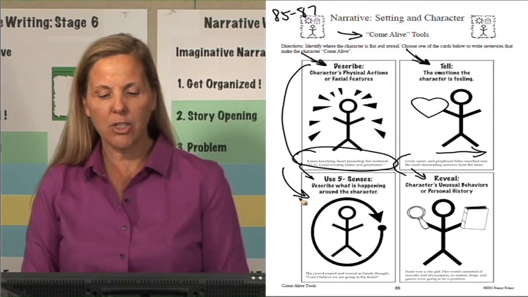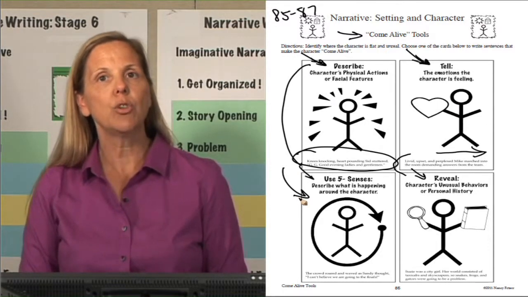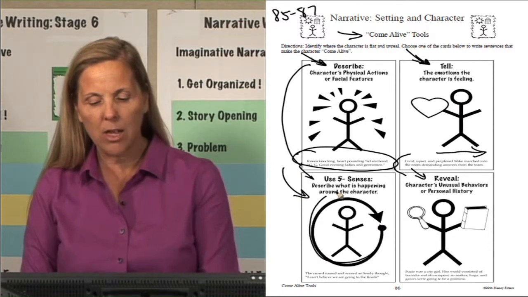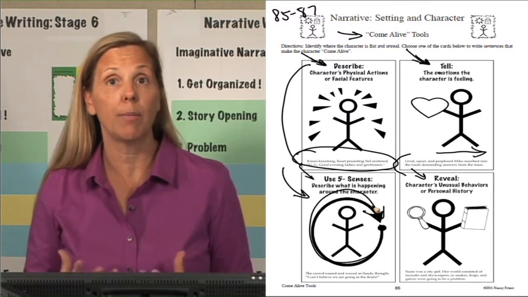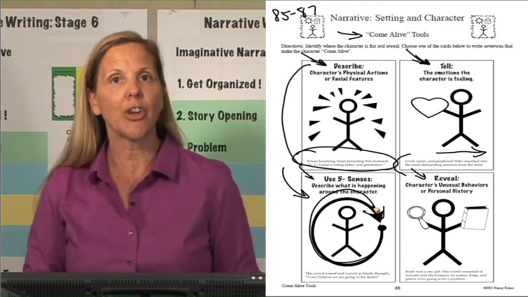The third box is use 5 senses to describe what's happening around the character. In this case, the setting can reveal more about how the character feels. Let's look at the example.